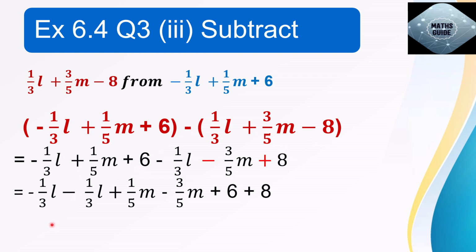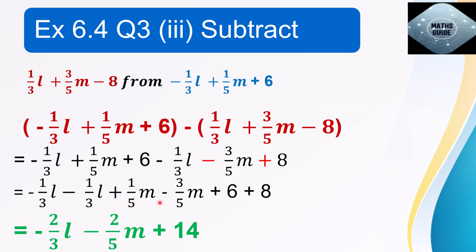Now the next step is to group them in such a way that like terms are together: minus 1 by 3l and this minus 1 by 3l, 1 by 5m and minus 3 by 5m, plus 6 and plus 8. These are constants. Now the next step is to solve them. As you know, minus minus is plus, they have like signs, so we will add them, and when we add them we keep the negative sign.